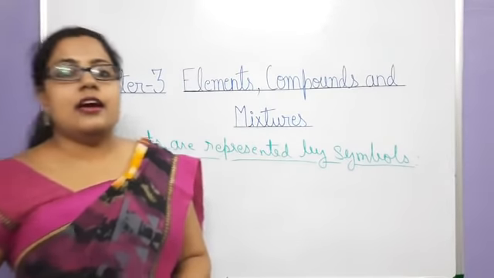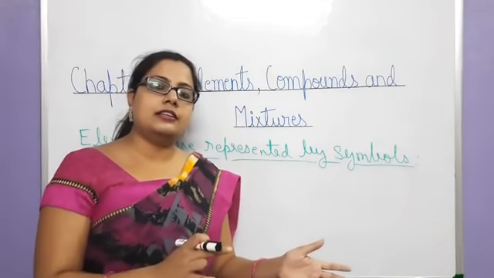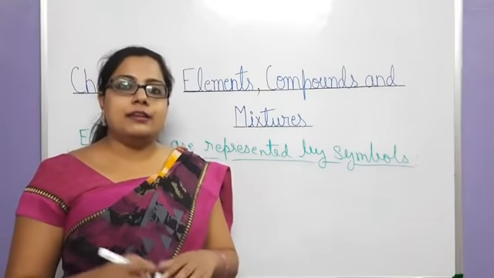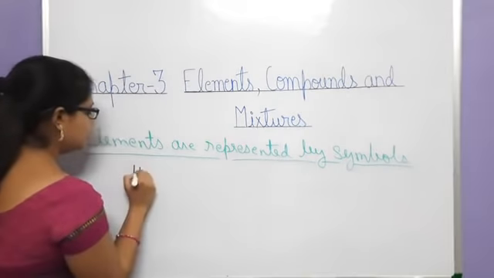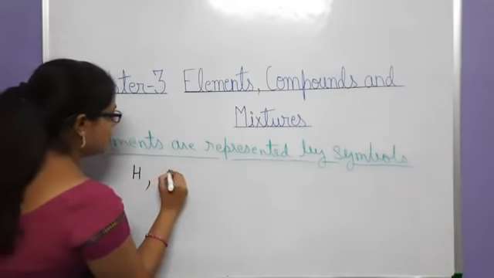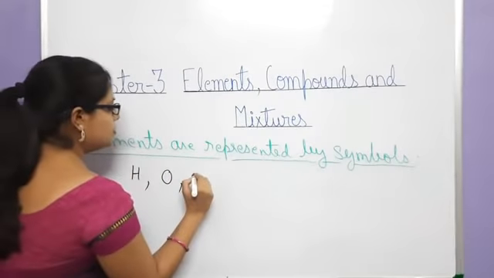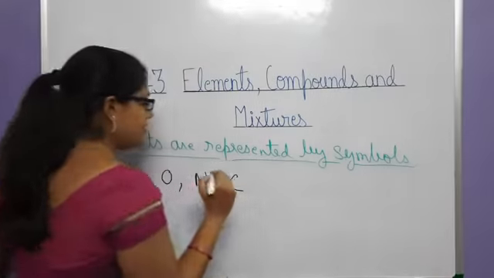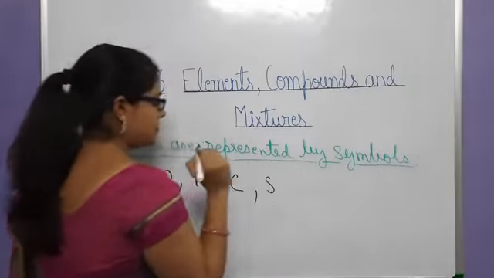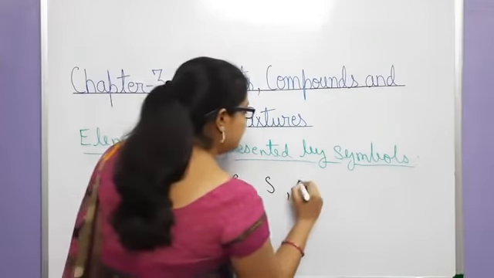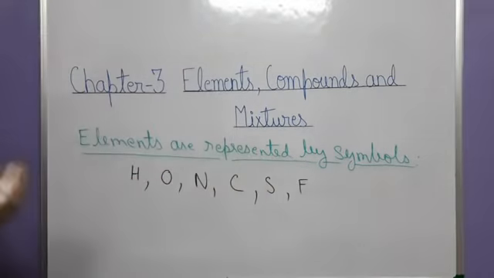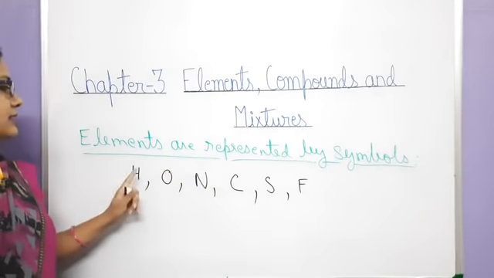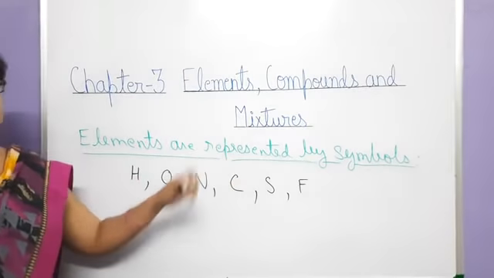So let us study why some of the elements are represented by one letter, or why some are represented by a two-letter symbol. Elements such as hydrogen are represented by capital H. Oxygen is represented by capital O. Nitrogen by capital N. Carbon by capital C. Sulfur by capital S. Fluorine by F. So these are the various elements which are represented by only one letter, which is in capital.